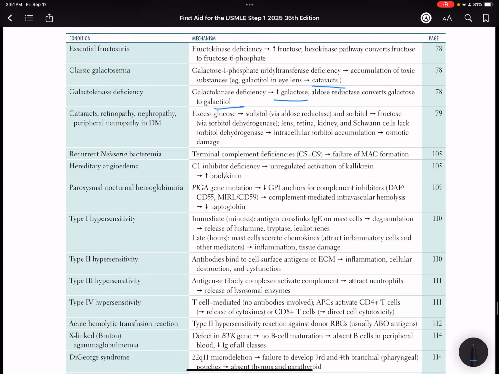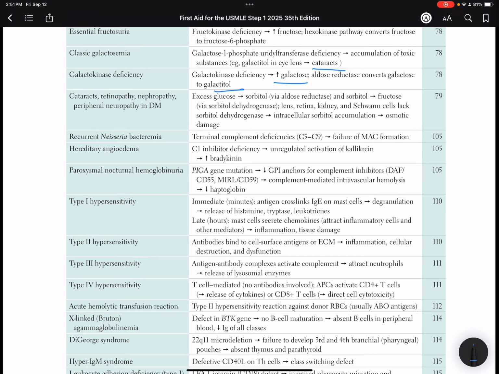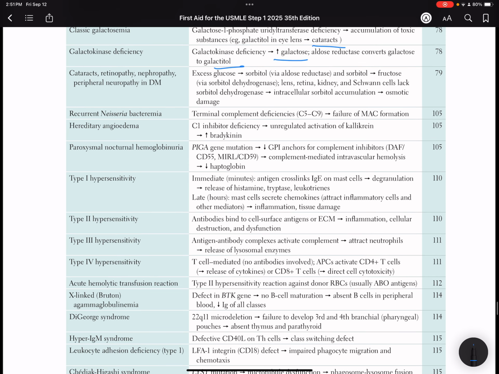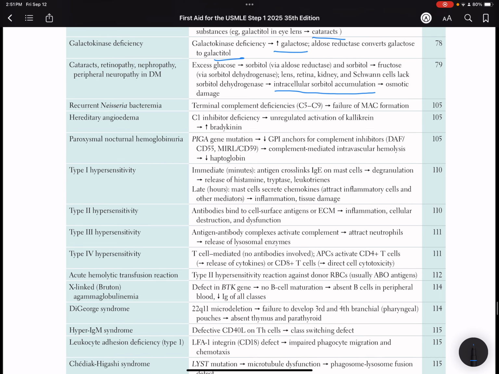Next condition: you see cataract, retinopathy, nephropathy, peripheral neuropathy in diabetes mellitus. These conditions are because of excess glucose, which converts to sorbitol via aldose reductase. This leads to fructose via sorbitol dehydrogenase. Lens, retina, kidney, Schwann cells lack sorbitol dehydrogenase. This leads to intracellular sorbitol accumulation, osmotic damage.